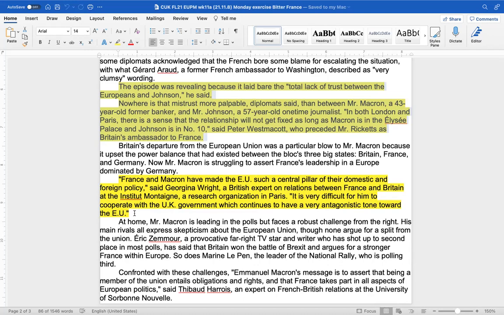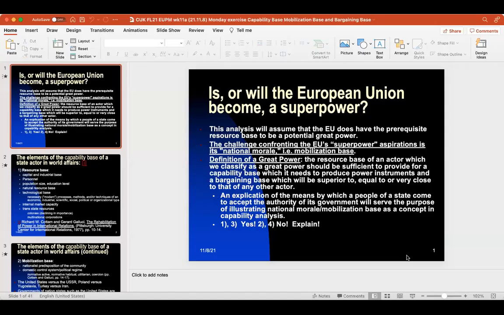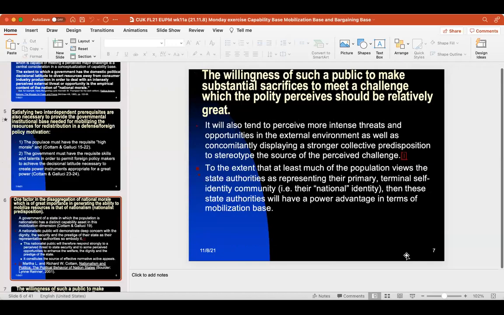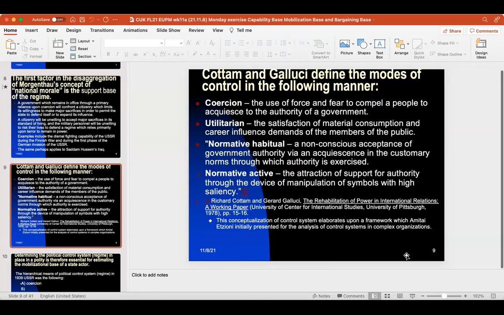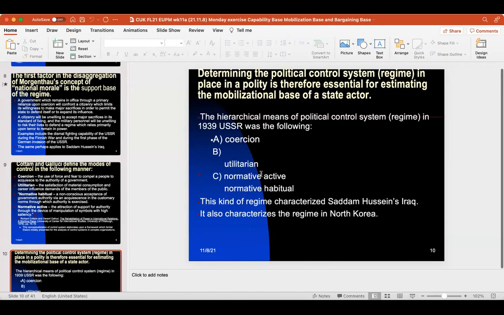And I wanted to just highlight that in terms of the framework that I reintroduced at the last class, right? That this framework, which I showed you in the last class, we talked about on the high level degree the control system in place in between governments. So we talked about normative habitual control, coercion, utilitarian, normative active control.